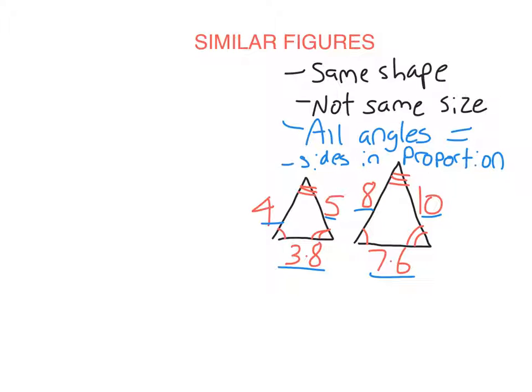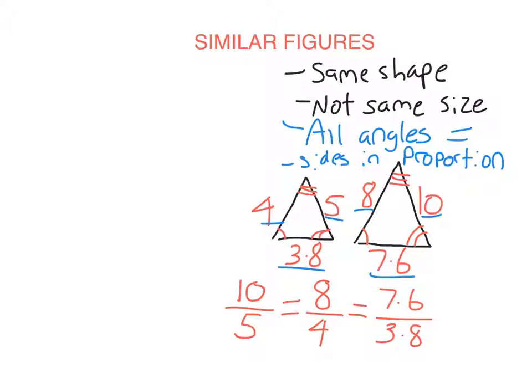We can test that by checking that each side in the larger triangle divided by its corresponding side gives the same number each time. And that's true. 10 over 5 does equal 8 over 4, which does equal 7.6 over 3.8, which is 2. So the number that we've multiplied the sides in the smaller shape by is 2. We call this the scale factor. So what we've basically done is enlarged each of the sides in the smaller shape by a factor of 2. And that's what similar figures are.